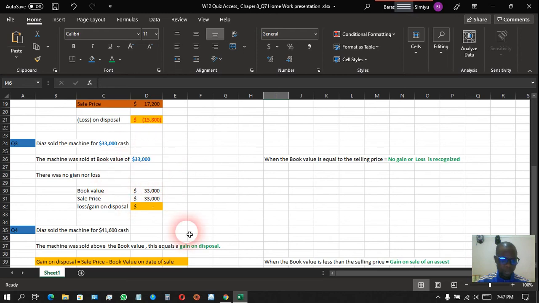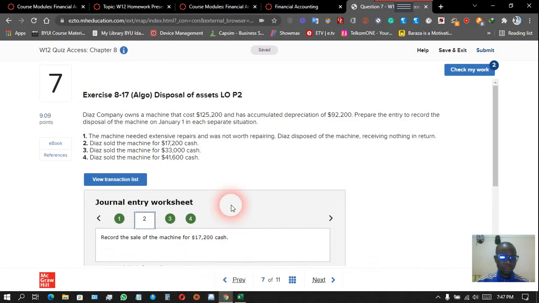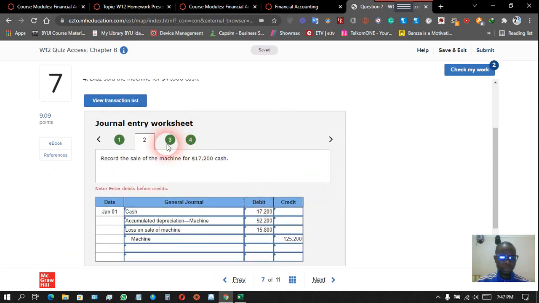Now, to enter this into our journal entry worksheet, we'll first debit the cash that was paid for the sale of the machine. We also debit the accumulated depreciation of the machine, 92,200. And then on our right side, we'll credit the cost of the machinery, which is 125,200. If we add the debit side, it will be equal to the credit side.